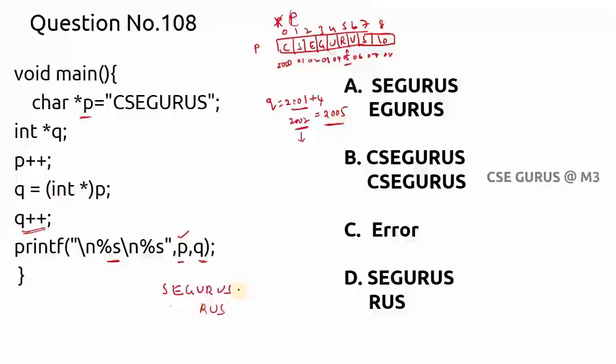Now the answer is SE GURUS as well as RUS. So the p value is SE GURUS and the q value is RUS. So which option is correct? Option D is correct.